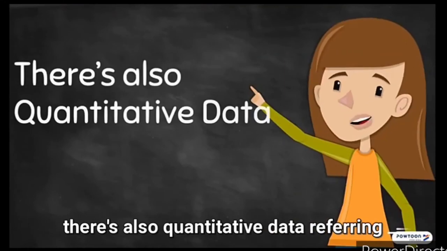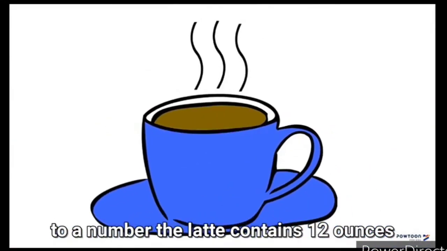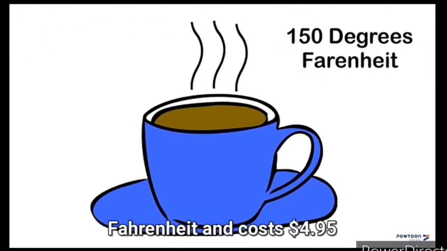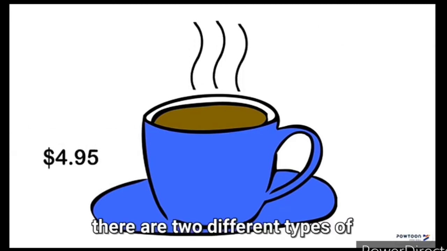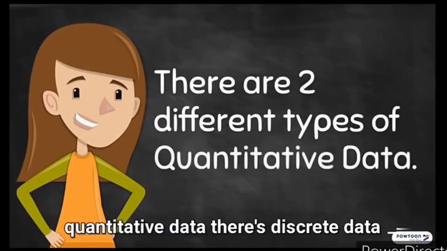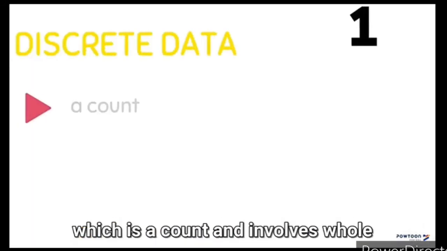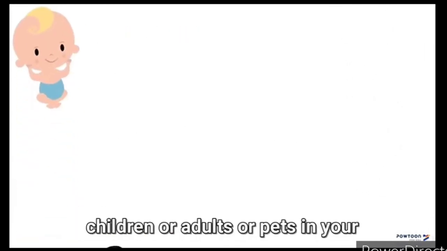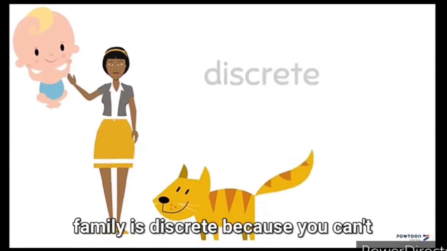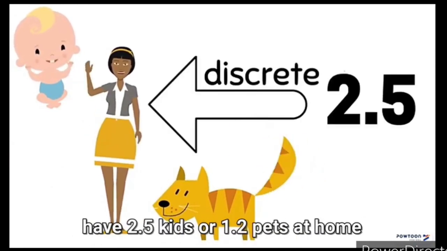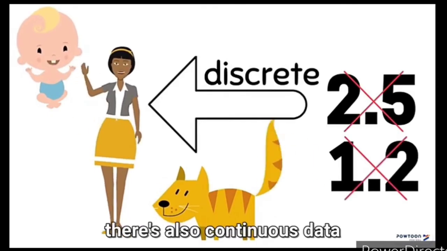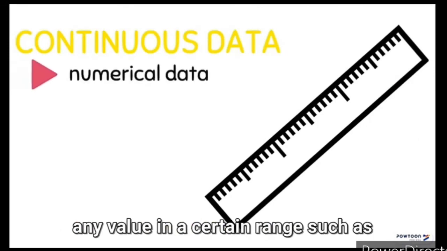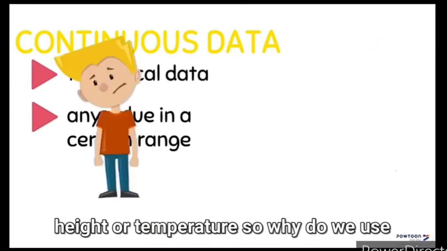There's also quantitative data, referring to a number: the latte contains 12 ounces of drink, is served at 150 degrees Fahrenheit and costs $4.95. There are two different types of quantitative data. There is discrete data, which is a count and involves whole numbers, for instance, the number of children or adults or pets in your family. This is discrete because you can't have 2.5 kids or 1.2 pets. There's also continuous data. It is numerical data, any value in a certain range such as height or temperature.